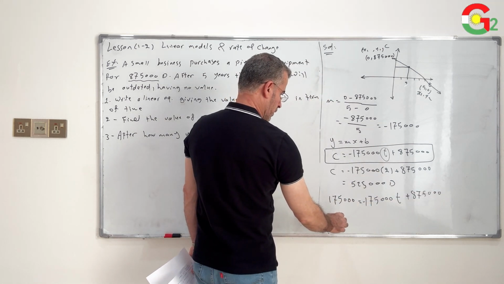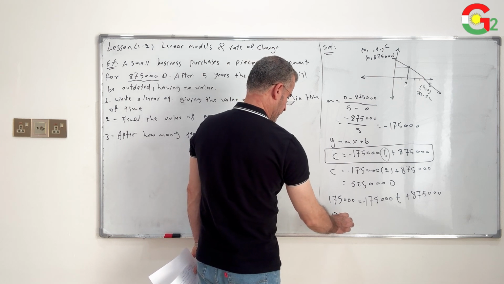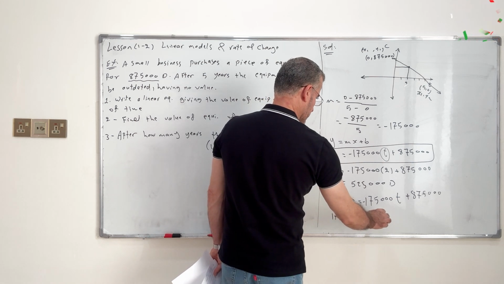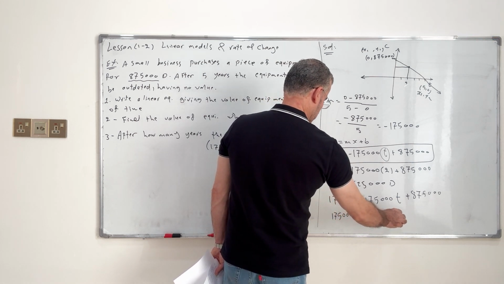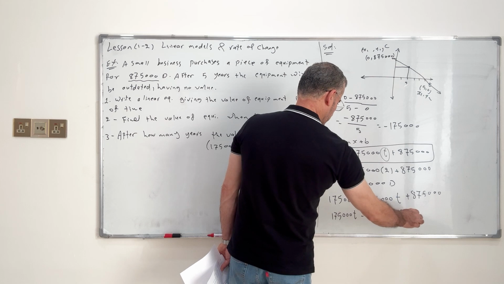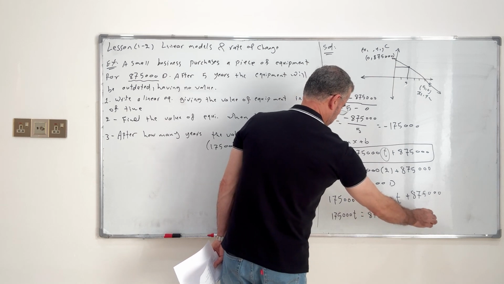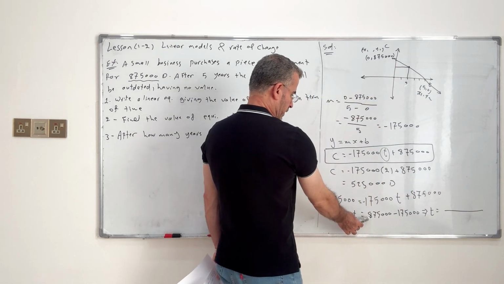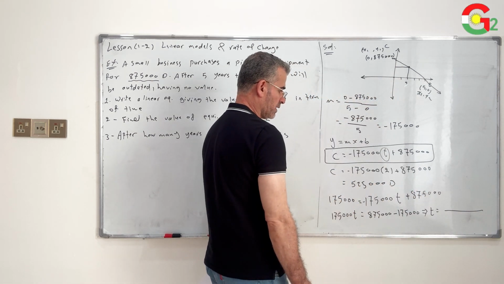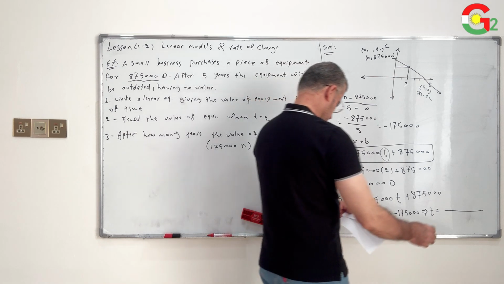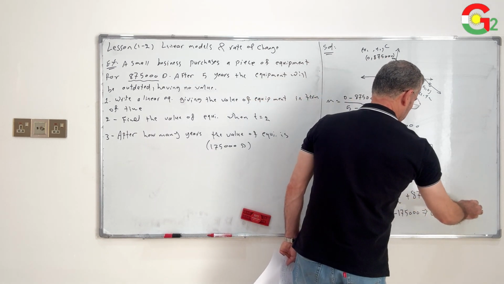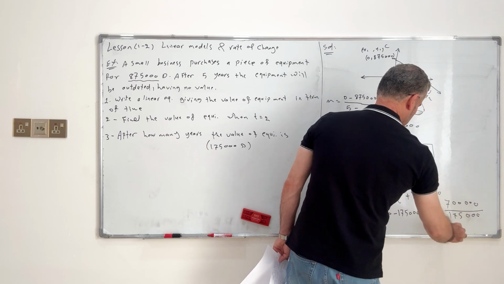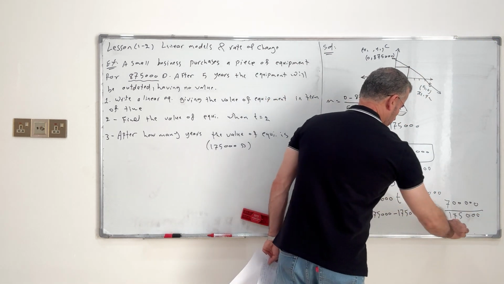Now, 175,000 t equal to 875,000 minus 175,000. Then t equal to 875,000 minus 175,000, which is 700,000, over 175,000. It's equal to 4 years.